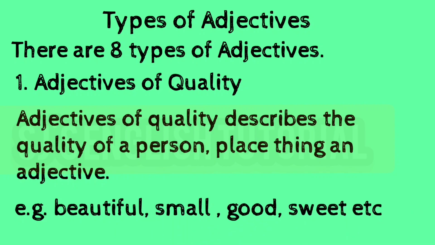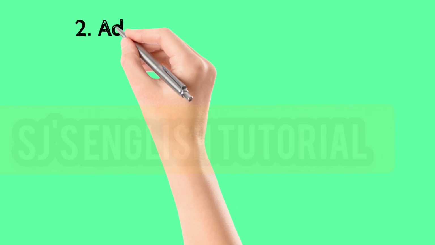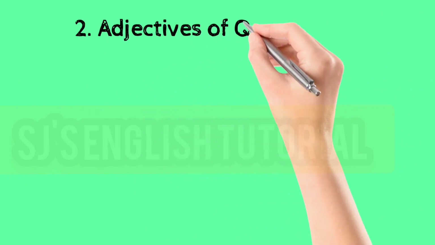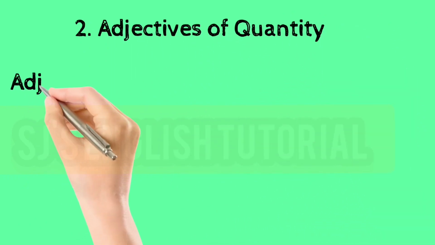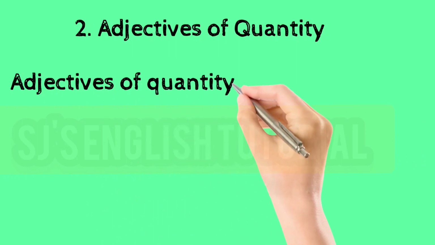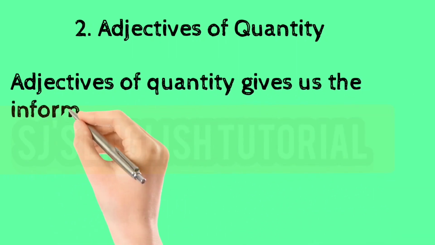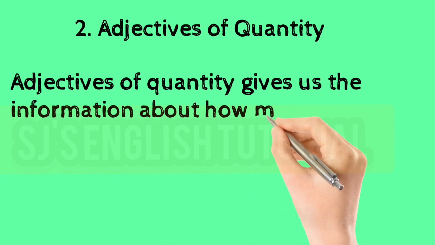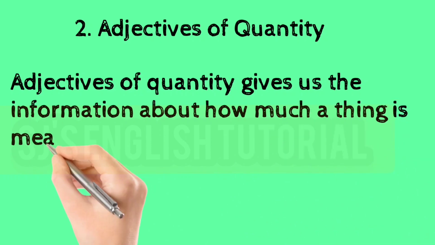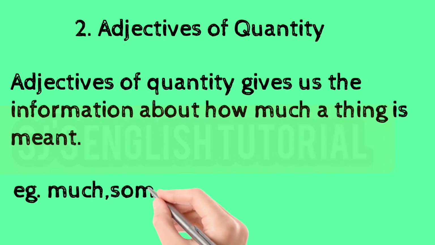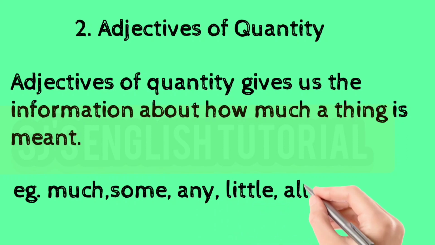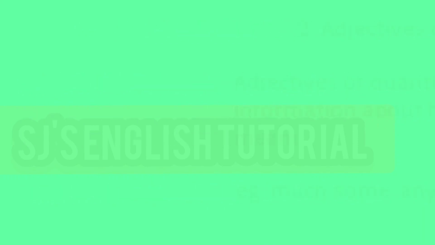The second one is adjectives of quantity. Adjectives of quantity give us the information about how much of a thing is meant. Much, some, any, little, all, etc. describe the quantity of a noun. You can use them in a sentence like this. There is some water in the bottle. All the mangoes are ripe.